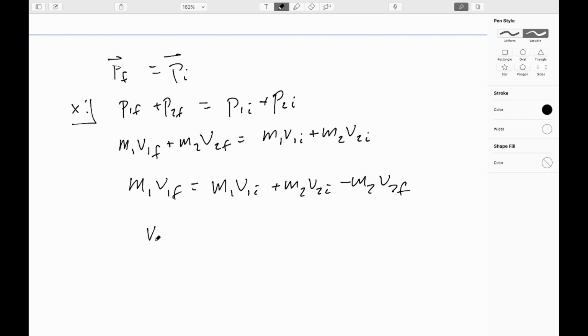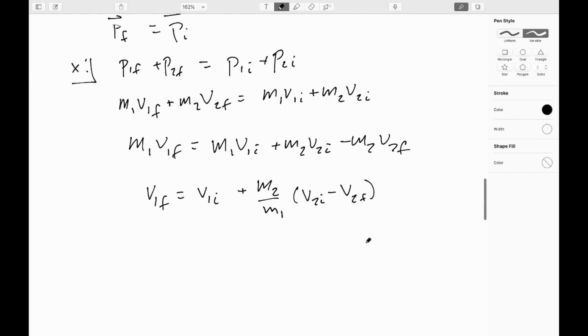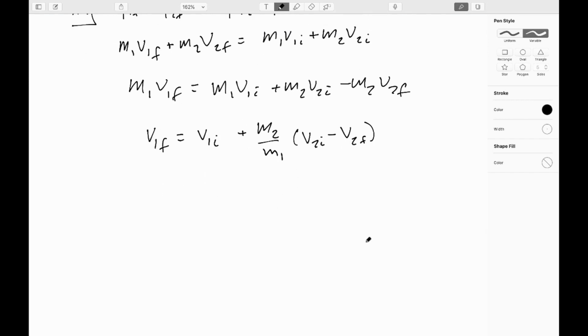Now I can divide through by M1. And if I group things around a bit, I get V1 final equals, divided by M1 on both sides, this will just be V1 initial, plus here I could combine these two terms by pulling out an M2. After I divide by M1, I would get M2 over M1, V2 initial minus V2 final. All right, and then it's just a matter of sticking in the numbers to see what we get.